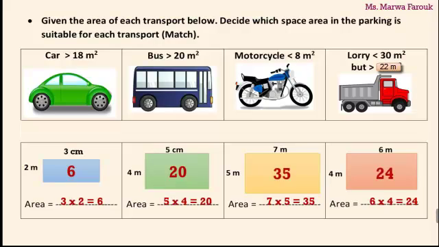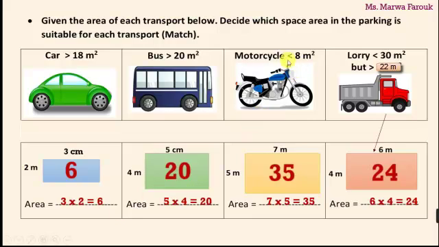Now I'm going to decide which one is suitable for each transportation. Let's start with the lorry. Which of these areas can be suitable for the lorry? It's 24, 35, 20, or 6. Which one? Excellent, it's 24. So I'm going to match or join between the lorry and this area.